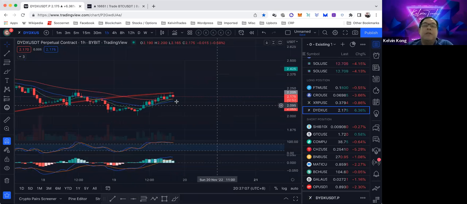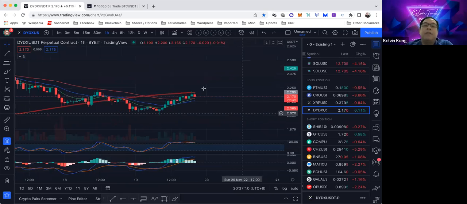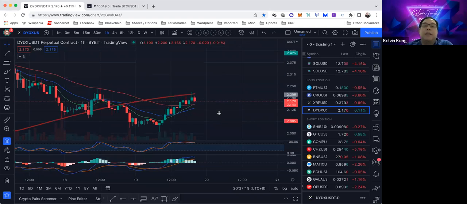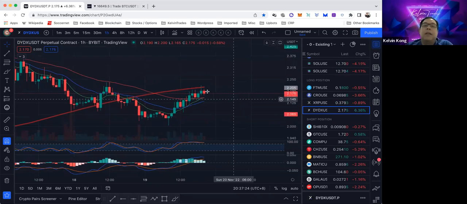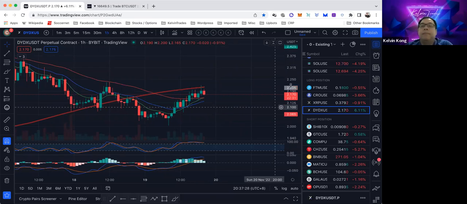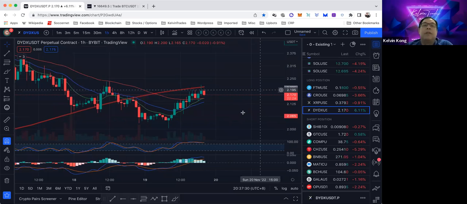The 10 EMA is going to cross the 50 EMA. Okay, if it continues upwards, the 21 EMA should also cross the 50 EMA. Right. But then again, it might hit 200 MA and come down. So it depends on you guys whether you want to take the risk or not.